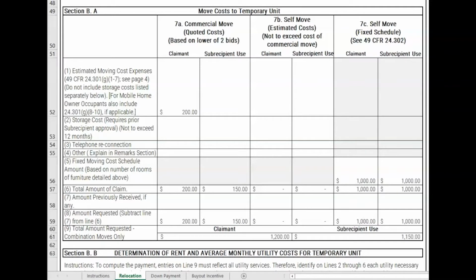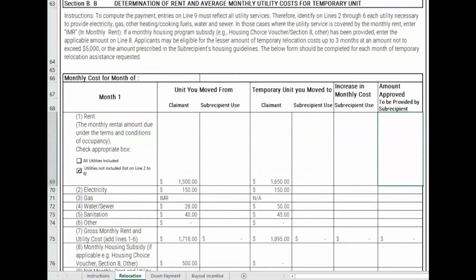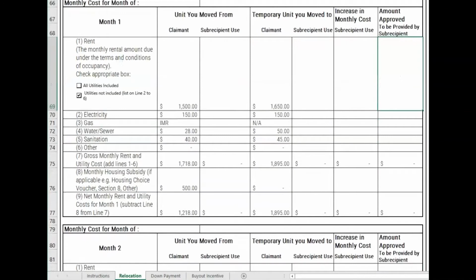In Section BB, the subrecipient use columns will be completed by the subrecipient after reviewing the completed form and documentation. The subrecipient should input the amount that their review of the information provided found eligible for the unit that the applicant moved from and the temporary unit they moved to. Then, in the increase in monthly cost column, the subrecipient should subtract the costs for the unit that the applicant moved from the cost for the temporary unit that they moved to.